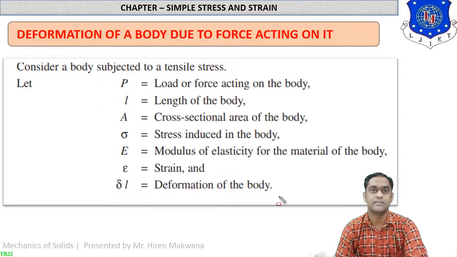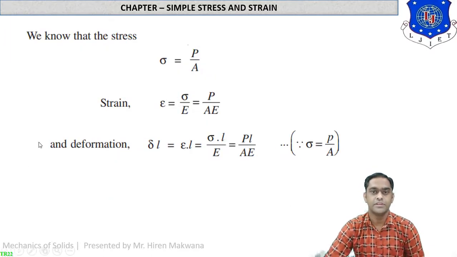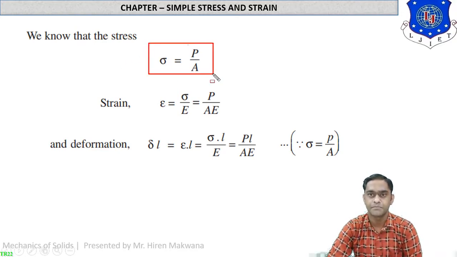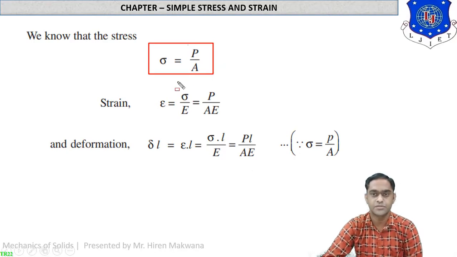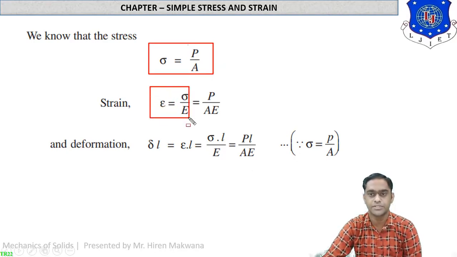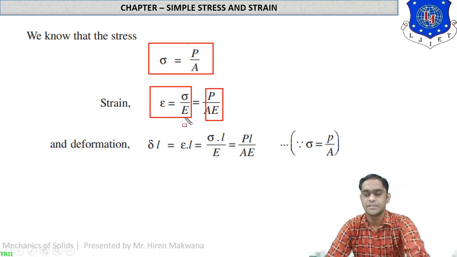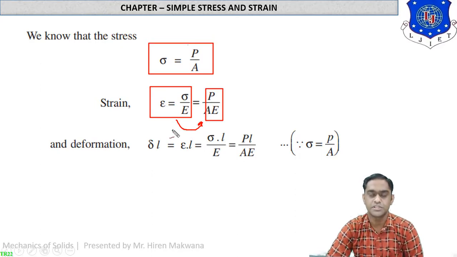Now let us start with the formula. As we know that stress sigma is equal to P by A. As per yesterday's formula, strain epsilon is equal to sigma by E. Now replace this P by A into the second equation, then we will get epsilon is equal to P by AE. So this is the final formula for strain. And we have to find deformation delta L.